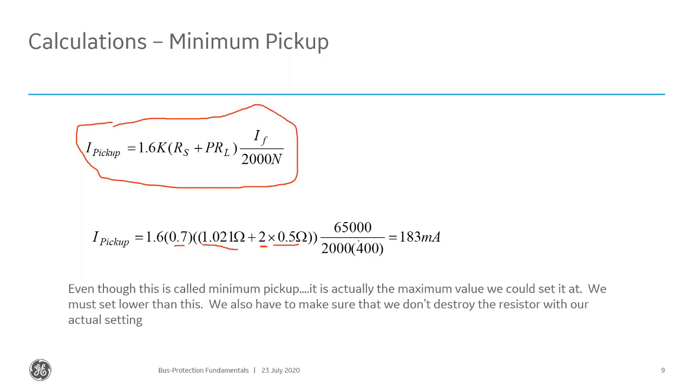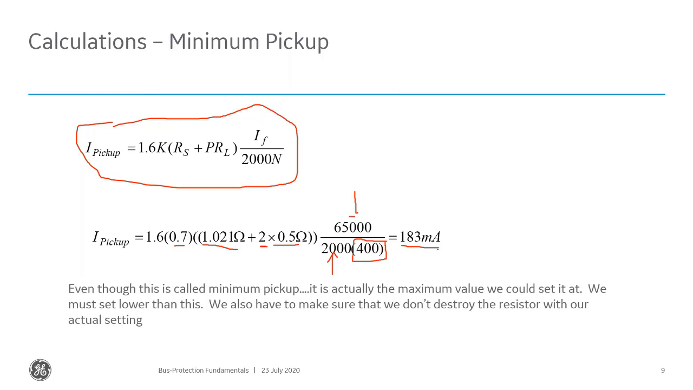CT ratio, remember that's 2,000 to 5. That gives me a turns ratio of 400, which is that term there. There's my 2,000 ohm resistor, and then here's my massive 65 kA of fault current. Now, when I do all that, that gives me a pickup value of 183 milliamps.